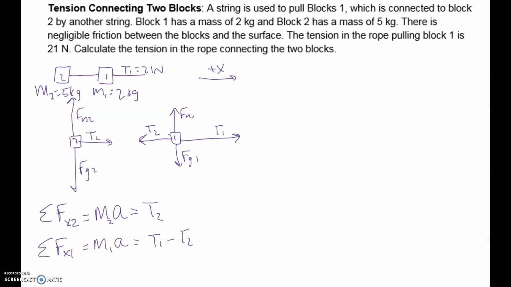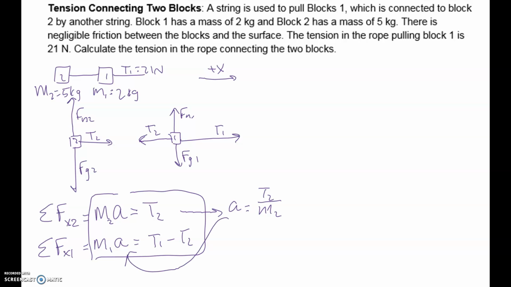In terms of solving a system of equations, I need to solve this system where my unknowns are acceleration and tension 2. Since I'm trying to solve for tension 2, I need to rearrange one of these equations for acceleration and plug that into the other. Looking at this, it's going to be simpler to rearrange this first equation. This first equation gives us that acceleration is simply tension 2 divided by mass 2. So I can take that acceleration and plug it into my other equation.